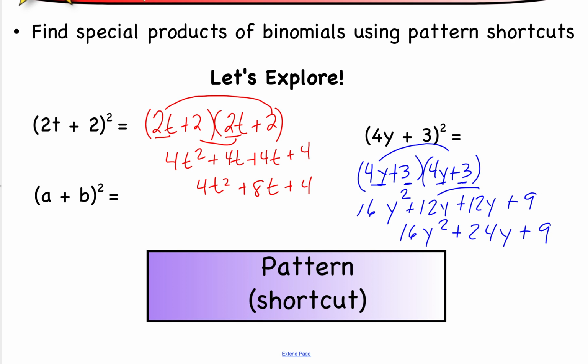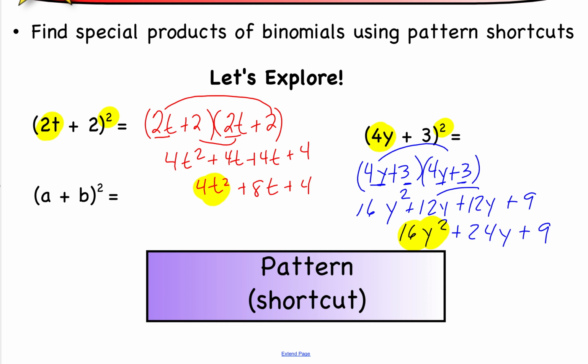Do we see any patterns emerging in these two examples? The thing that I would like you to notice is if we take 4y and square it, we get 16y squared. If we take 2t and square it, we get 4t squared. So the interesting thing so far is when we square the binomial, the first term is squared. The next thing I would like you to notice is that when we take the second term and square it, we end up with this term. Take a 3 and square it, and we end up with 9. So that's kind of interesting. How do we get the middle term? Well, funny you would ask. Let me take some of the color out of this and show you how we get that middle term.